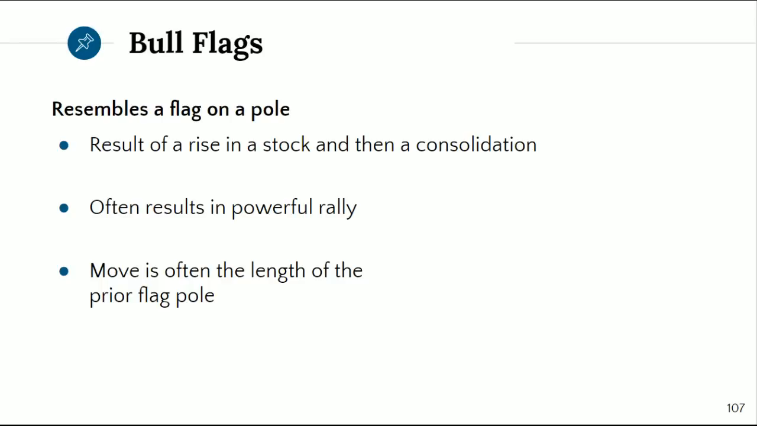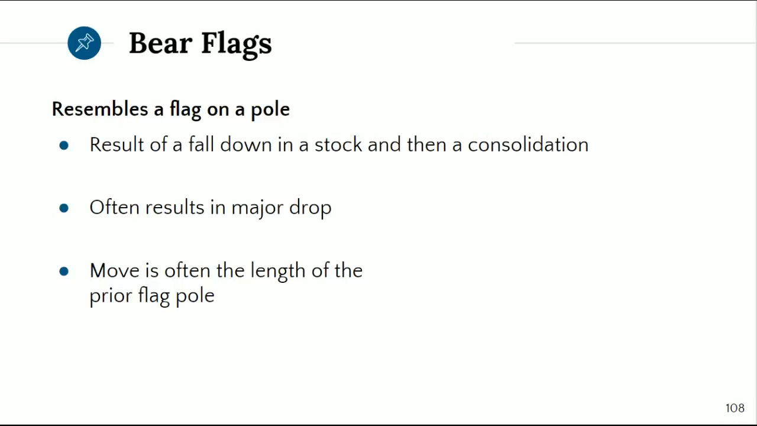A bull flag results from a rise in a stock and then a consolidation, and it often results in a powerful rally. Most of you guys know that. And the move is often the length of the prior flagpole. The bear flag is the exact opposite. The stock falls down, consolidates, and it often results in a major drop afterward, and the move of that drop is often the length of the prior flagpole.